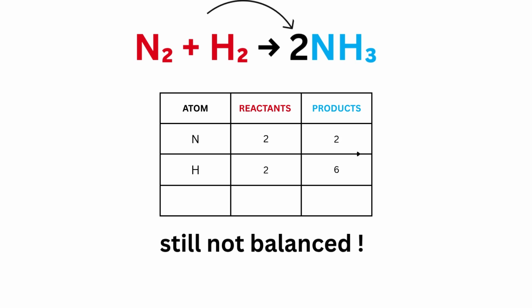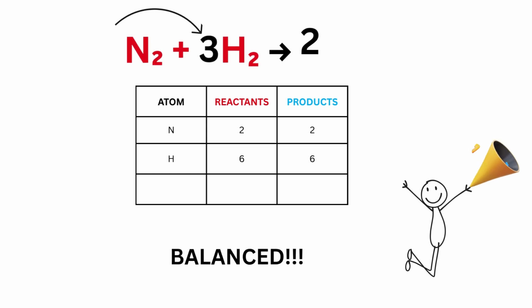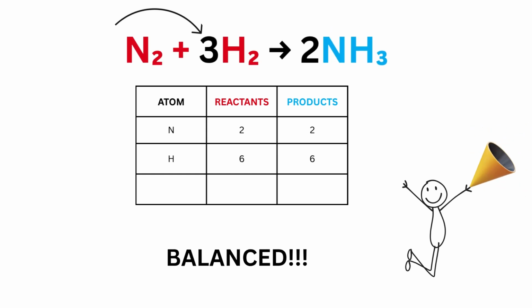Step 1, we put a coefficient of 2 on the NH3 on the right side of the equation. This step leaves us with 2 nitrogen atoms on both sides of the equation, leaving only the hydrogen atoms unbalanced, 2 on the reactant side and 6 on the product side. To balance the hydrogen, we put a coefficient of 3 next to the diatomic hydrogen, H2. Now our equation is balanced.